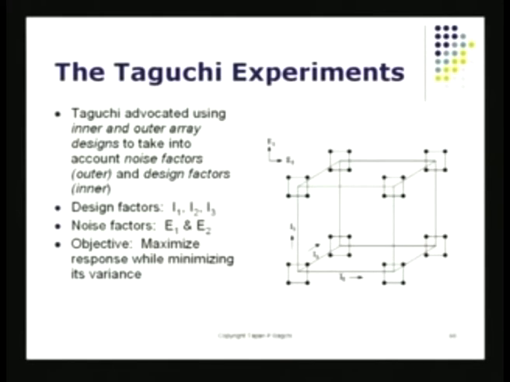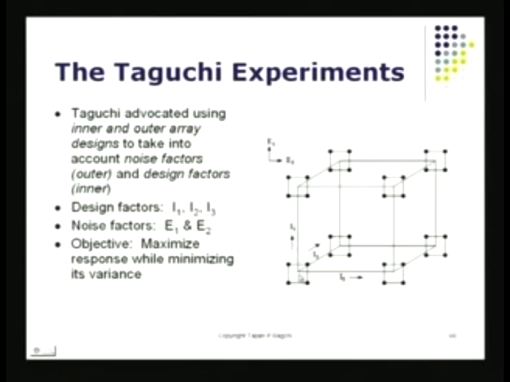Now, how does Taguchi bring in noise into all this? Look at the matrix inside. This matrix is also now an experimental design plan. It's a DOE plan. So I have here basically 3 design variables. These design factors are I1, I2 and I3.